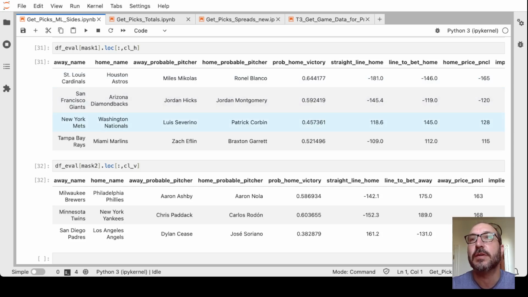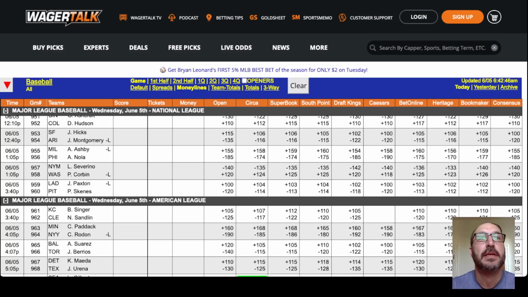Next up, Mets Nationals likes the Nationals if you can get 145. And let's see what we can get. No, not getting 145. Best we're getting is like 126 or something. So no bet there.